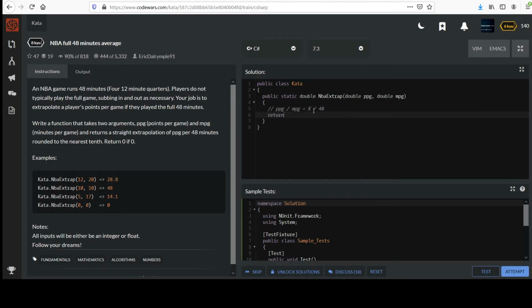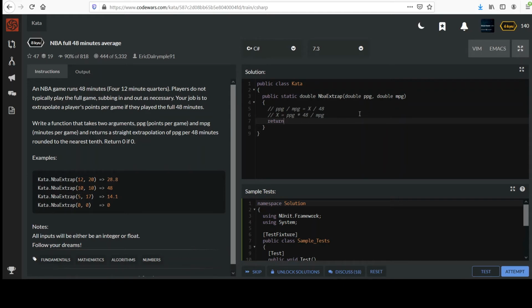So clearly to solve this equation for x, the x is the value we want, we're going to multiply both sides by 48, right? And that will cancel out this 48. You'll get x equals points per game times 48 over minutes per game, right? So I think we're good to return that. I would remind you of the instructions to round to the nearest tenth.